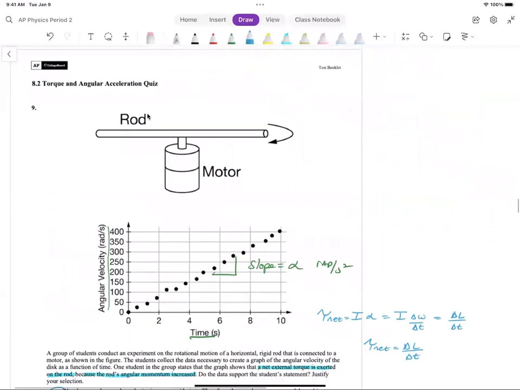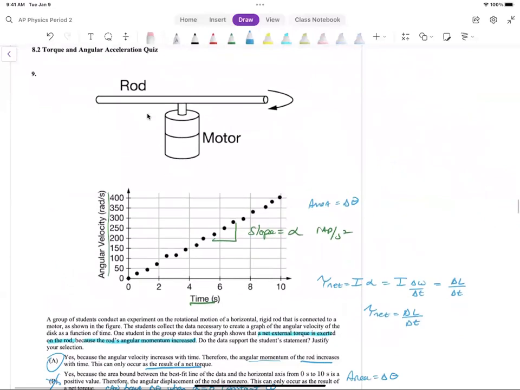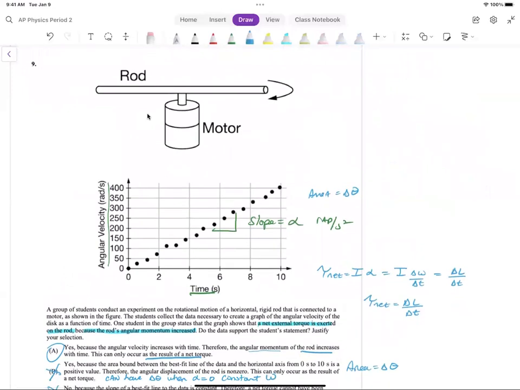Number 9, I have a graph, angular velocity versus time. Slope is equal to acceleration. Area is equal to change in angular position. We have a situation where a student makes a statement, and the student's statement says that a net torque is exerted on the rod because the rod's angular momentum is increased. Well, the velocity is increasing, which if the mass is the same, which it is, then that means the momentum is increasing.